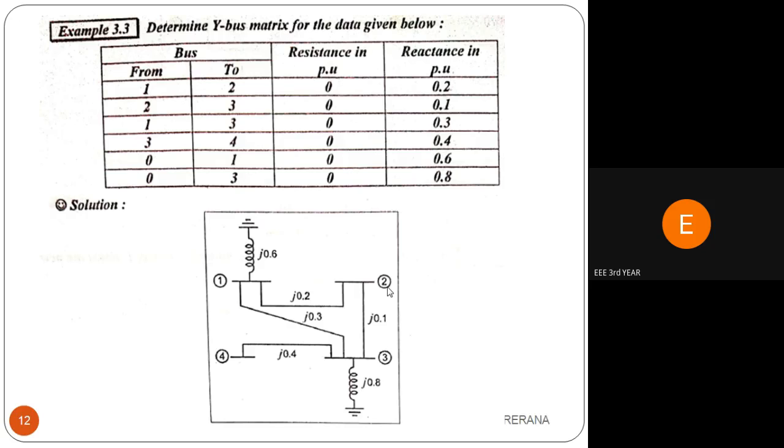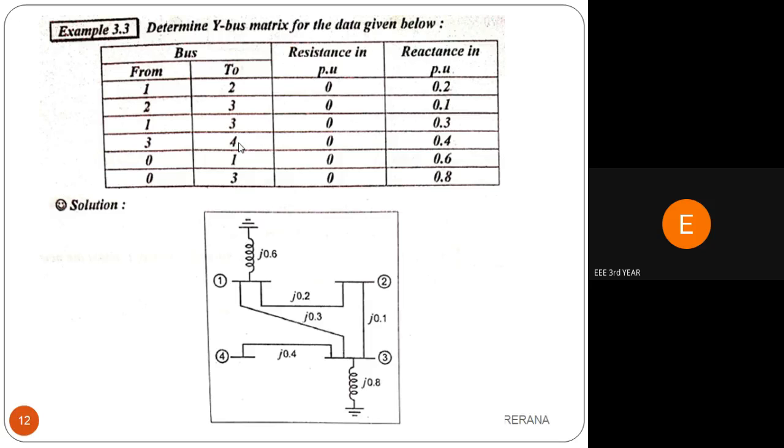Here they have given the value of the table. From this table we have to draw the diagram, that is, we have to draw the equivalent network. The concept is the total number of buses. Here we have buses 1, 2, 3, and 4. Total 4 buses are there, so we have to draw a 4-bus system.